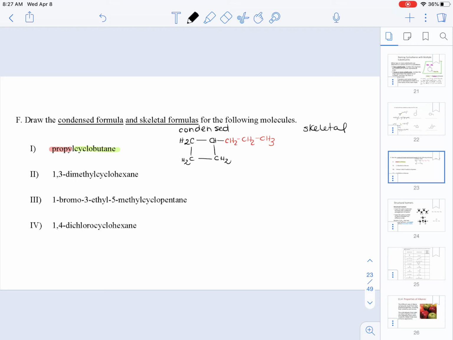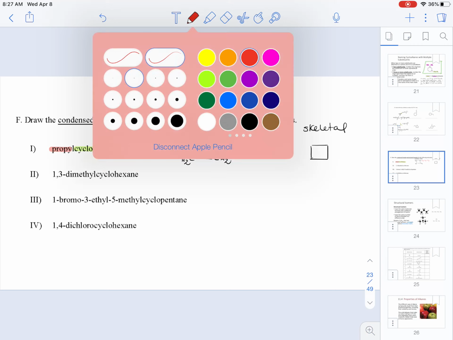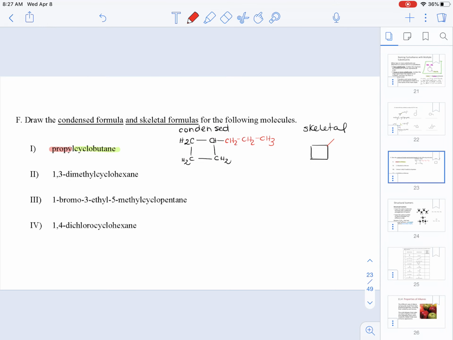Okay? If I do the skeletal structure for this molecule, then I'm going to write the square. And then I'm going to draw the propyl group, which is going to be carbon 1, carbon 2, carbon 3. Okay? So that is the skeletal structure. Let's do the next one.